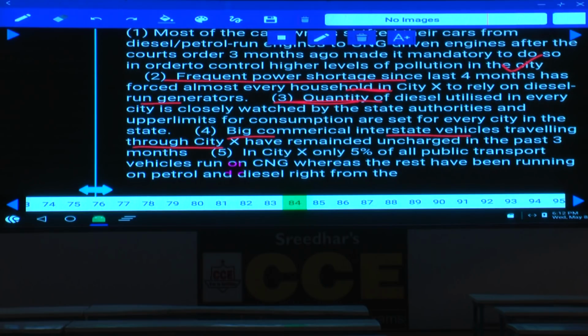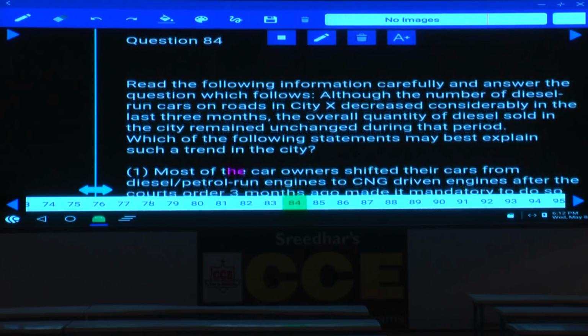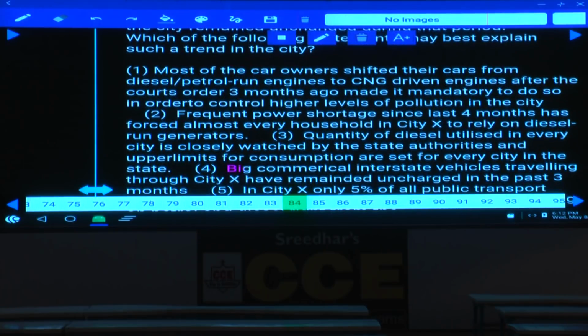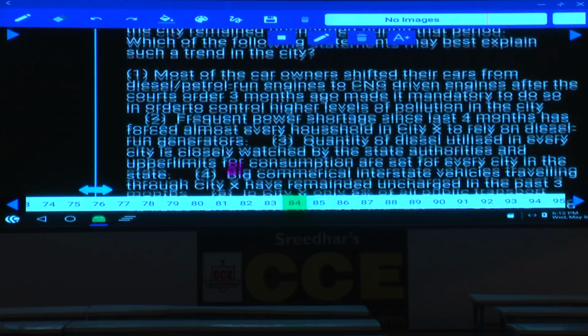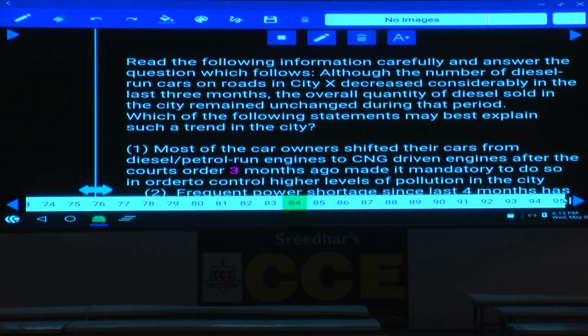83. Then question number 84. Now in this 84, most of the car owners shifted their cars from diesel, petrol run engines to CNG. Now, although the number of diesel run cars on roads in city X decreased considerably, underline this word considerably. Considerably means on a large part, isn't it? In the last 3 months, many diesel cars were decreased from this city. The overall quantity of diesel sold in the city remained unchanged.